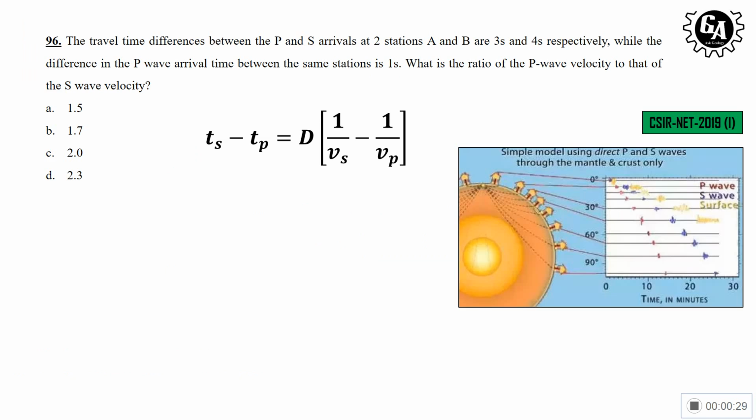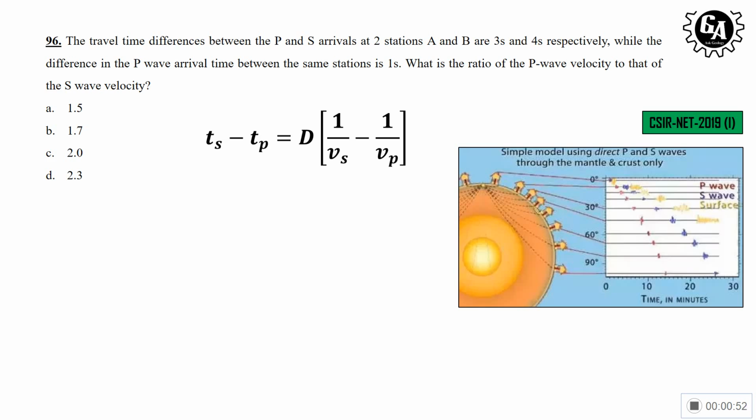So the question is: the travel time difference between the P wave and S wave arrivals at two stations A, B are 3 seconds and 4 seconds respectively. While the difference in the P wave arrival time between the same stations is 1 second, then what is the ratio of P wave velocity to that of S wave velocity?